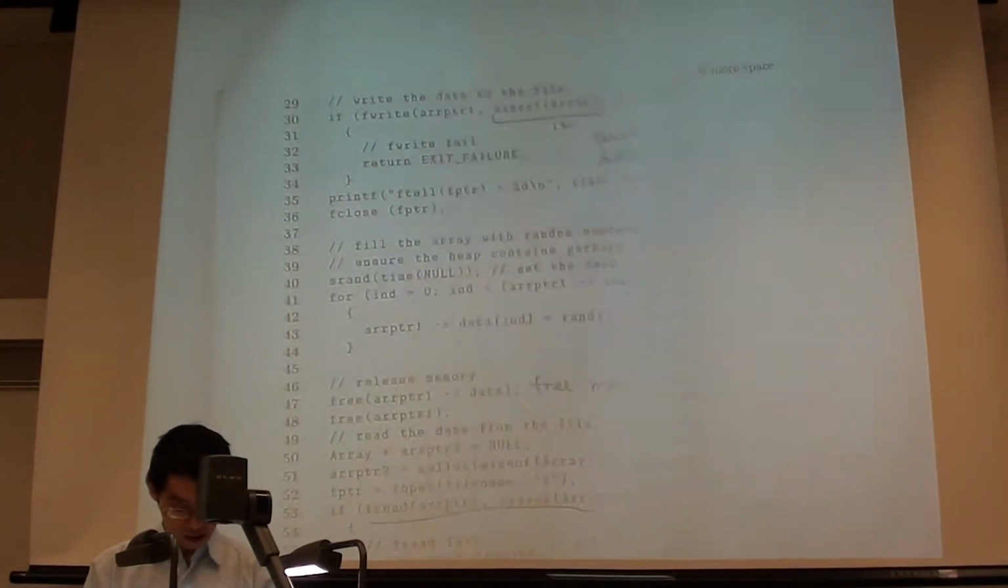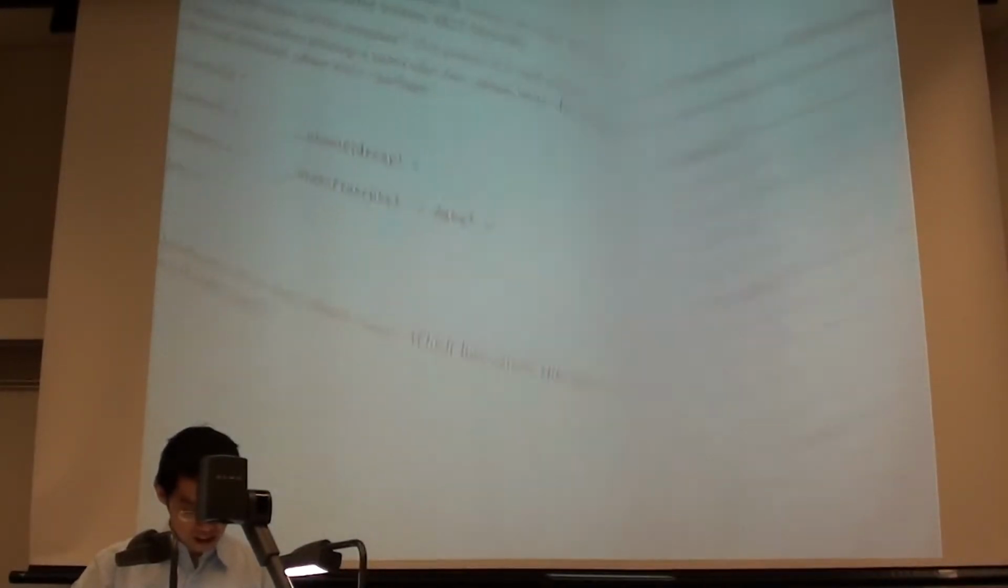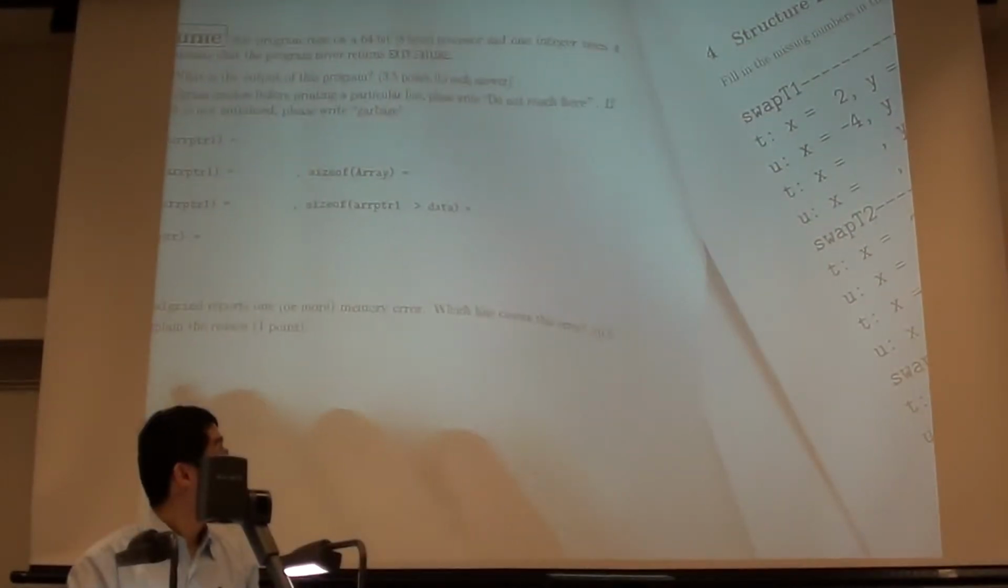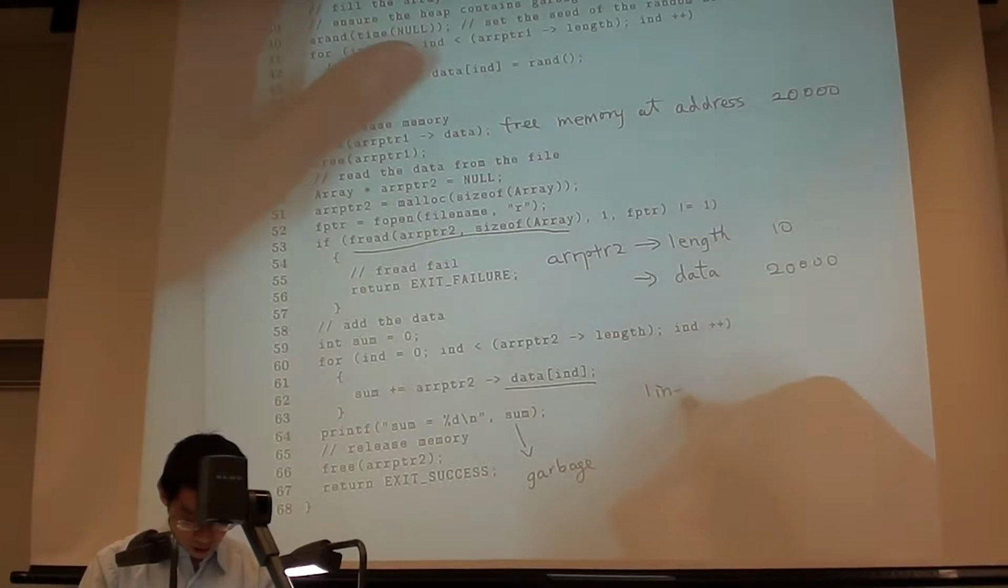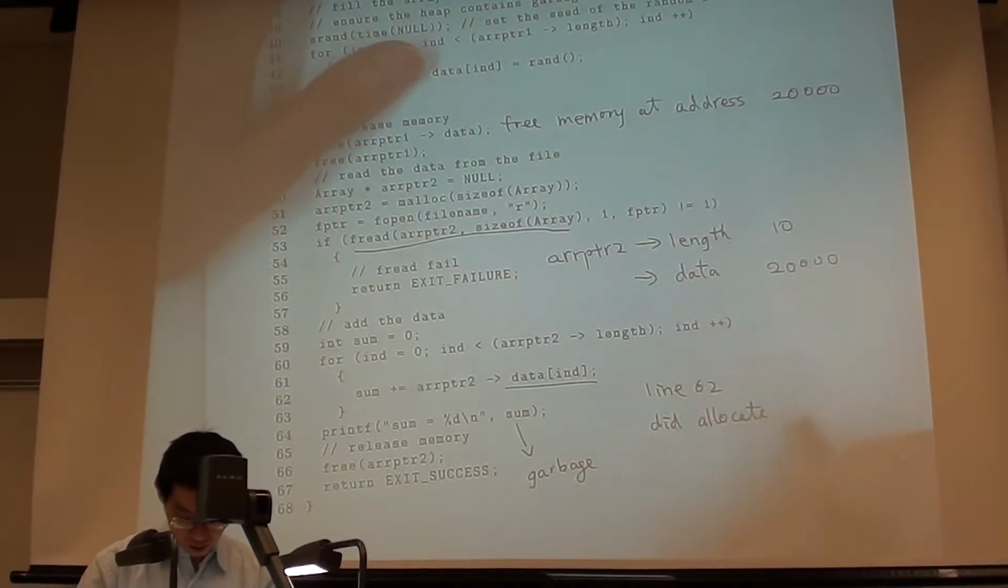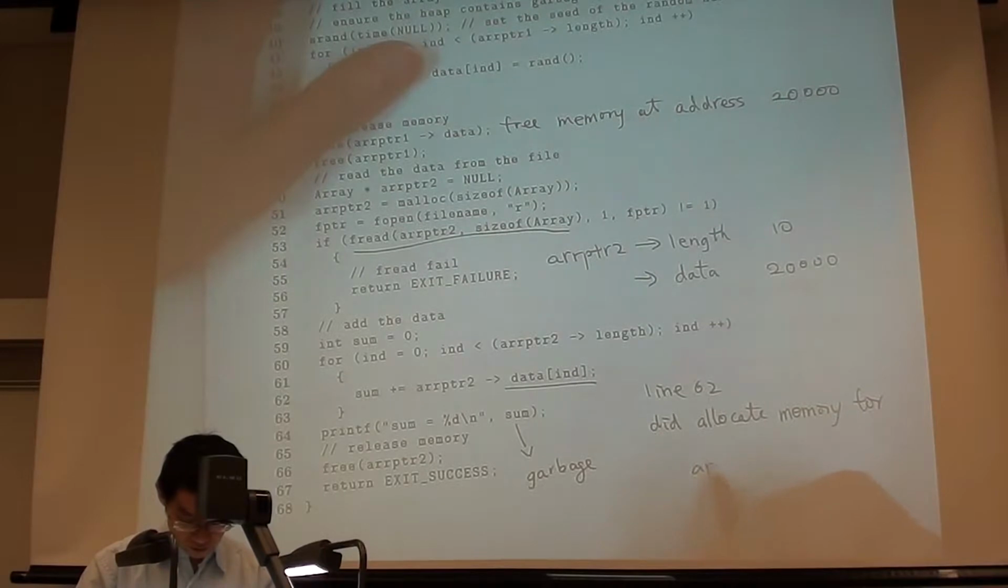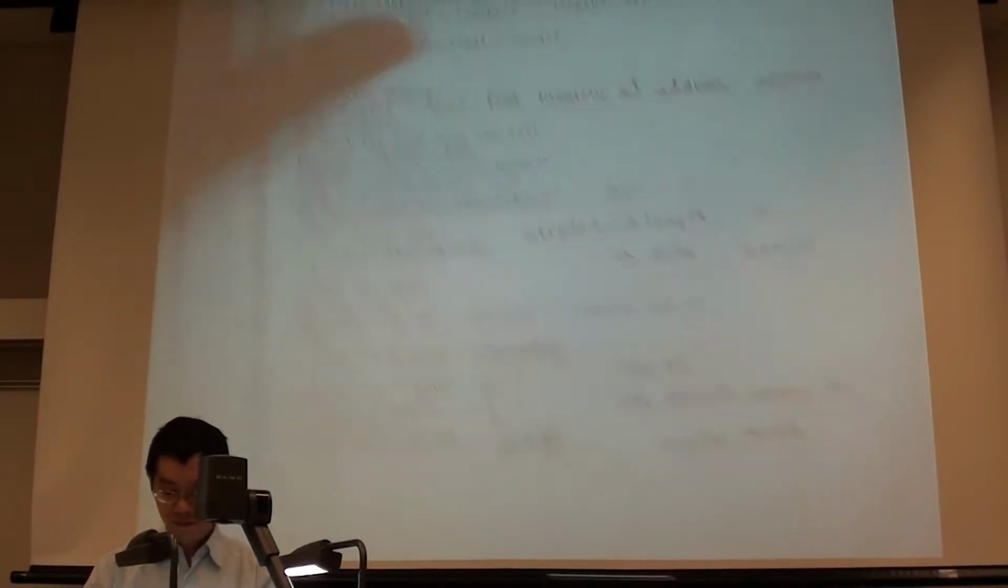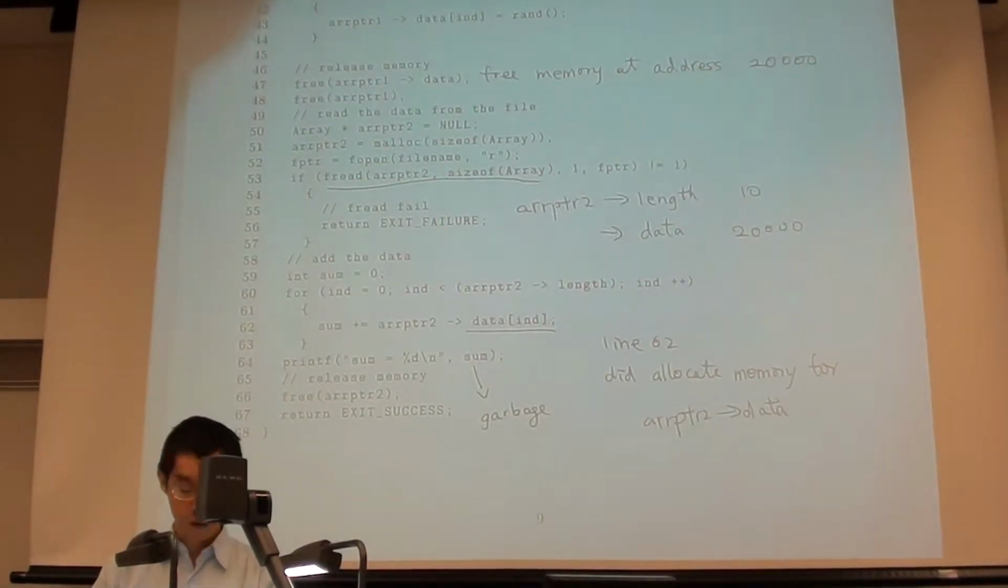The next question asks which line will be the problem and what's the reason. So the problem will be line 62, and the reason is did not allocate memory for data. That's the answer for the second question.